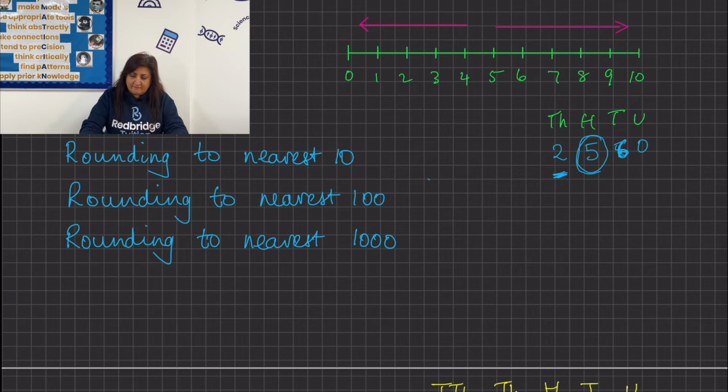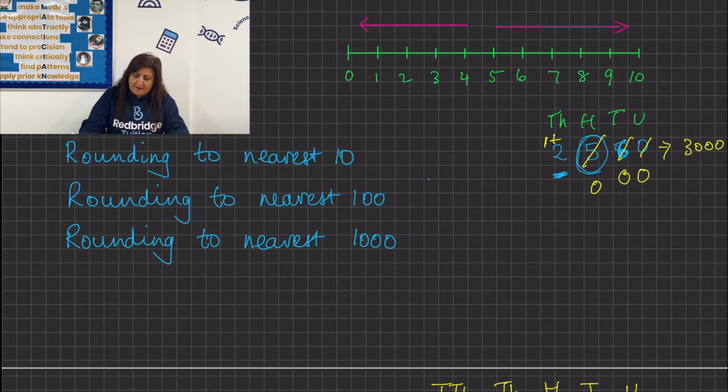Remember that anything after that, we are changing down to zeros. The 5 rounds up because the rule is 5 or more you round up. This rounds up, therefore that becomes 0, and we add 1 to our thousands column. So 2,560 will become 3,000.